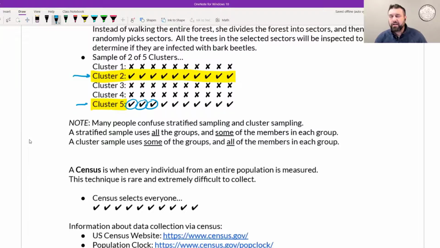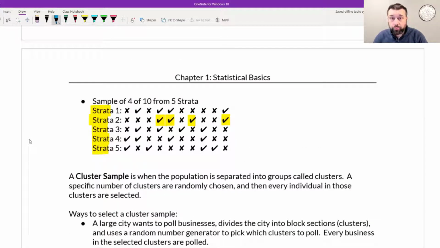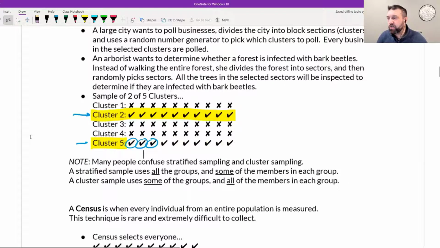So you can see how they're similar. In both of them, you're breaking the group into subgroups, strata and clusters. But in the strata, every strata has someone in it that gets randomly selected to participate in the survey. Where in the cluster, the entire cluster gets randomly selected to participate in a survey. Okay, so make sure that you know the difference between those 2.